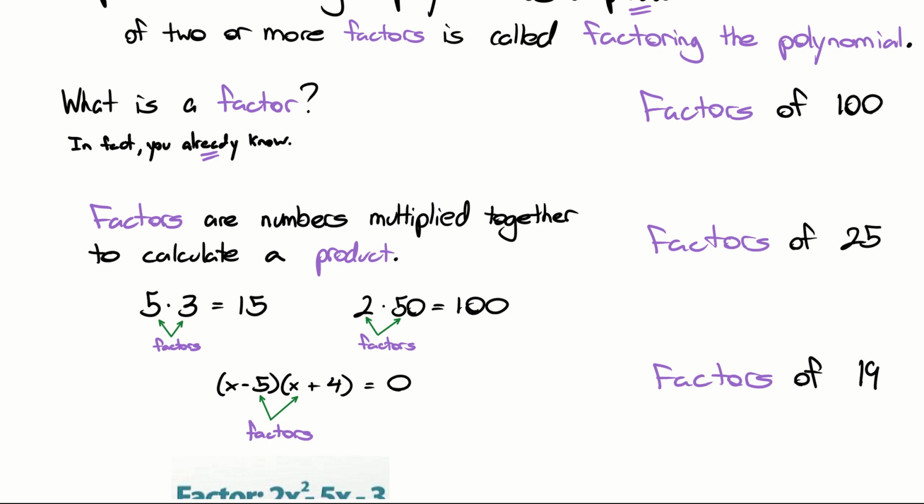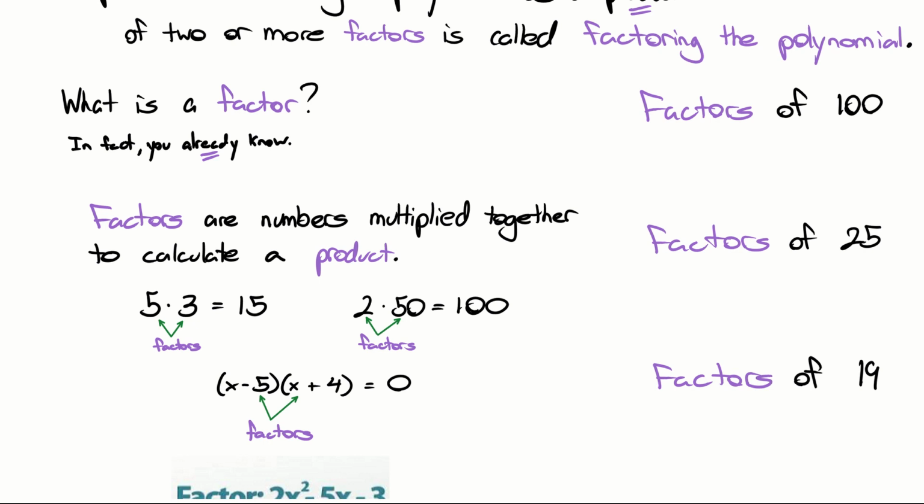And by the exact same rationale, if you're multiplying x minus 5 times x plus 4, what you're multiplying together, those are called the factors. In this case, they happen to be polynomials, binomials. X minus 5 and x plus 4 are the factors. So whatever you're multiplying together to get your product, whether they're numbers or polynomials, those are called factors.